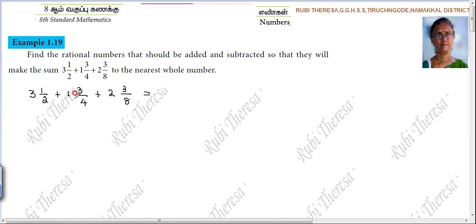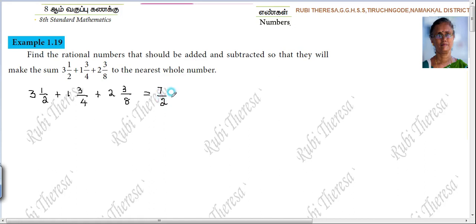Isn't it? So you can convert this into improper. How you have to convert? 3 2s are 6. 6 plus 1, 7. First you have to multiply these two. 3 2s are 6. After multiplying this, you have to add the numerator. Understand? 3 2s are 6. 6 plus 1, 7. 7 by 2.